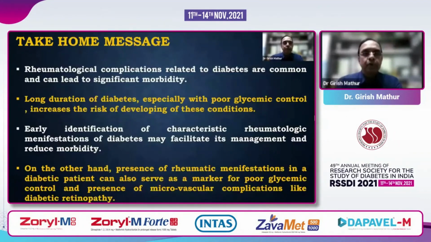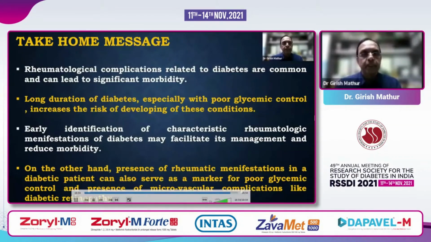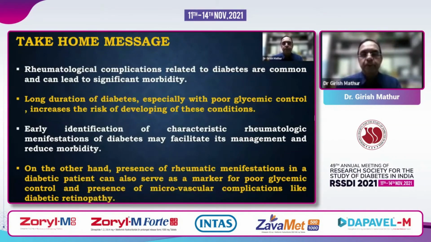And then we can say that rheumatological complications related to diabetes are common and can lead to significant morbidity. The long duration of diabetes, especially with poor glycemic control, increases the risk of developing these conditions. Early identification of characteristic rheumatological manifestations of diabetes may facilitate its management and reduce morbidity. On the other hand, presence of rheumatic manifestations in a diabetic patient can also serve as a marker for poor glycemic control and presence of microvascular complications like diabetic retinopathy.